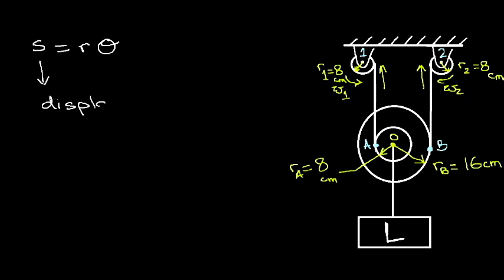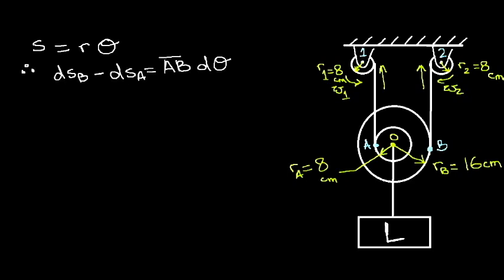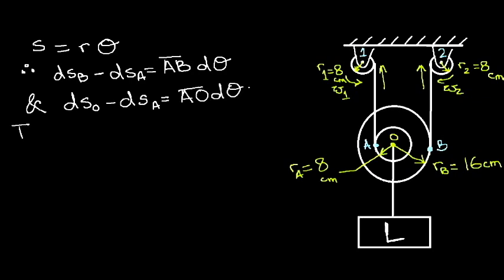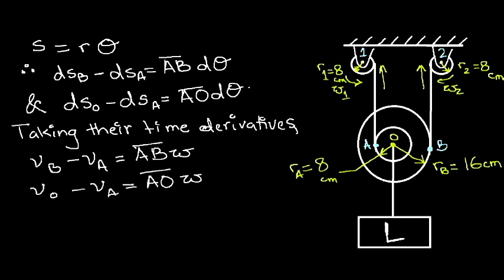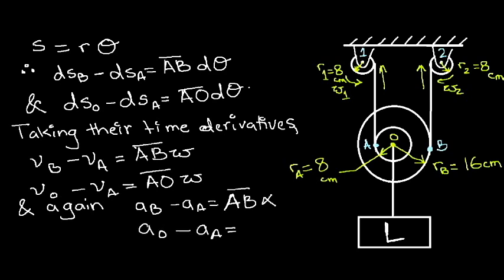We know that the arc length denoted by S is equal to the radial length times the angular displacement. In this example, the arc length denotes the distance the cable is pulled upwards. Differentiating the relation with respect to time gives us the velocities of the pulley arrangement at point A and point B. Now differentiating again gives us acceleration.